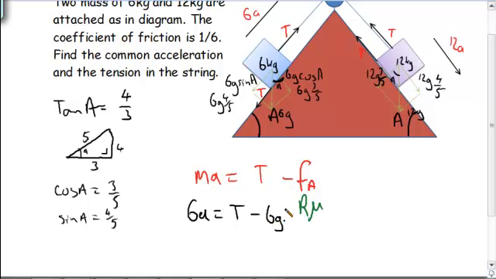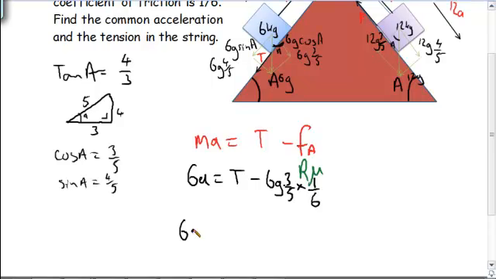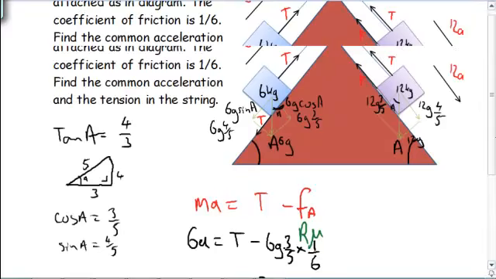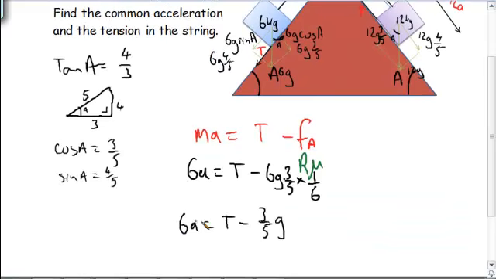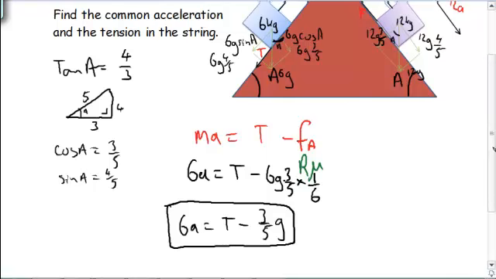6G times 3 over 5. I could have multiplied that out, and then just multiplied by the static coefficient, which is 1 over 6. So we get 6A is equal to T minus, the 6's cancel, 3 over 5G. Now, the next block. So that's our first equation, with two unknowns, A and G. We have to do the exact same for this one here.